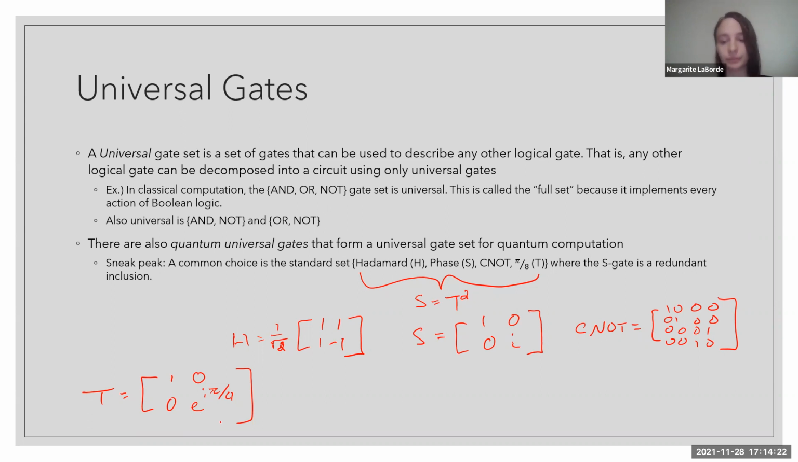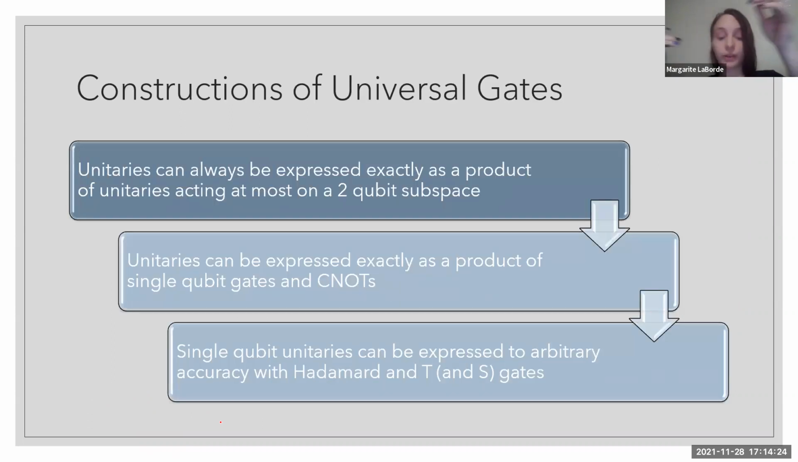So they look like that. So that's a universal gate set that's very standard in quantum computing. Another one that pops up a lot is the Pauli matrices. So technically speaking, you can decompose into Pauli matrices and a CNOT gate.